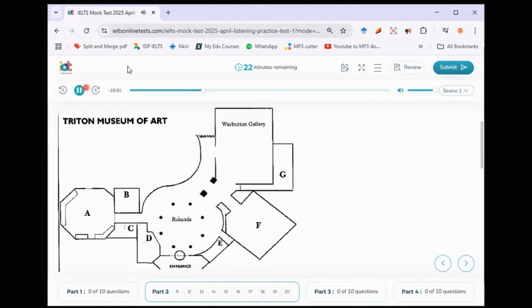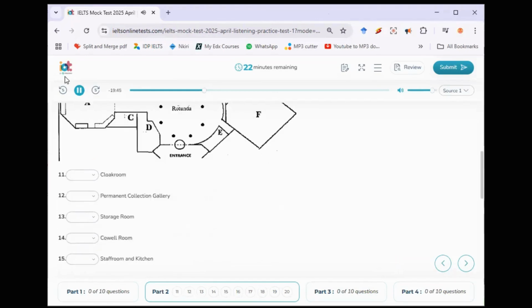Questions 11 to 15. So it says, good afternoon to you all, ladies and gentlemen. The first thing we are labeling is 11, cloakroom. Then we have permanent collection, gallery, storage room, conference room, staff room, and kitchen.